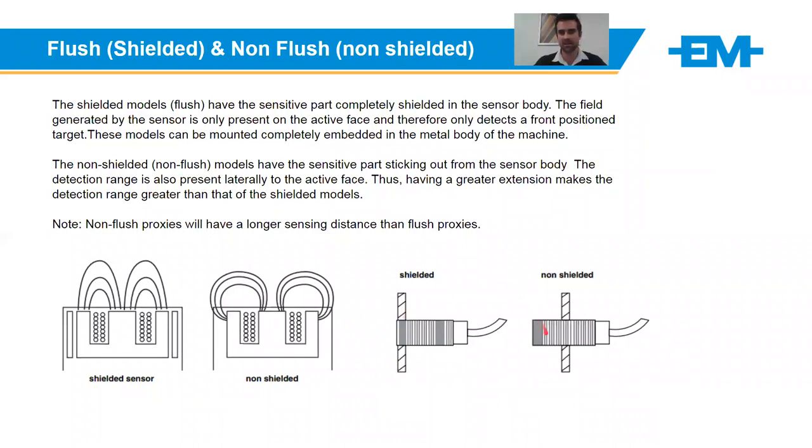Alternatively, the non-shielded proxy has a wider detection area around the sides, so it cannot be mounted flush inside of the machine surface, otherwise it will stay on as it will detect the machine surface. Non-flush proxies typically have double the sensing distance of the shielded proxy.